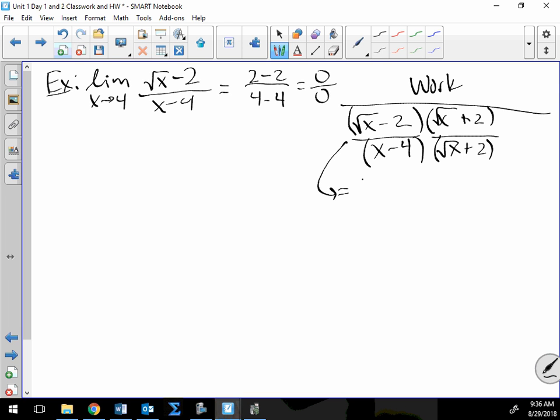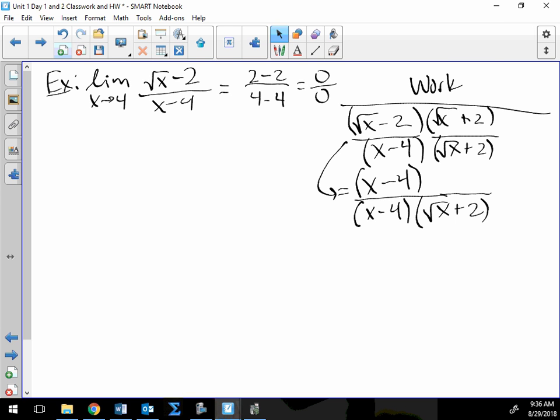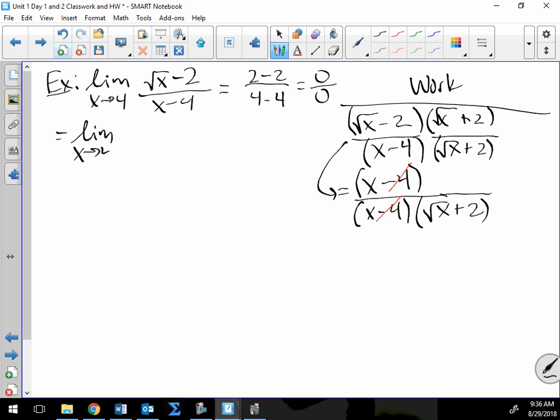Alright, so we would get x, those cancel, minus 4 on top. Now on the bottom, we don't actually want to FOIL those out. That would make it worse than what we have. We want to leave that in factored form. And then now what's going to happen? What wonderful, beautiful thing occurs? Yeah, these reduce. So then I can come back over here and say this equals the limit as x approaches 4 of 1 over root x plus 2.